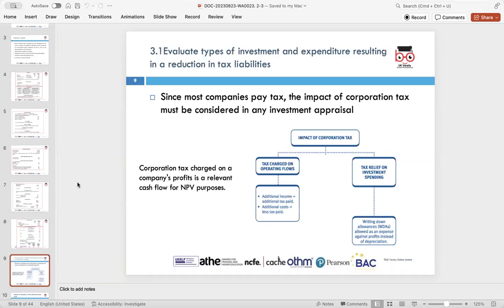Evaluate the type of investment and expenditure resulting in a reduction in tax liabilities. Since most companies pay tax, the impact of corporation tax must be considered in any investments. For example, when evaluating investment or expenditure, it is essential to consider the impact of corporation tax, understanding how additional income and cost affect tax liabilities, as well as utilizing tax relief mechanisms such as writing down allowances can help companies make informed decisions to minimize their tax liabilities and maximize their returns.